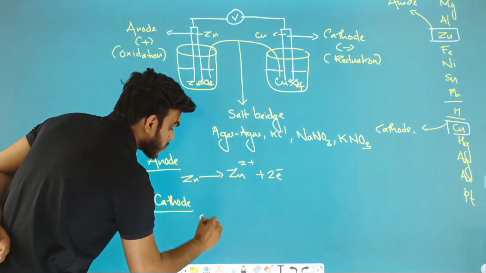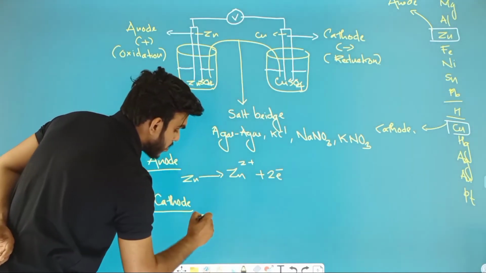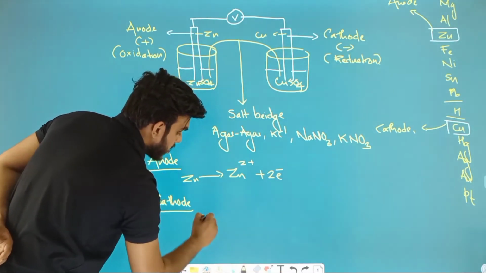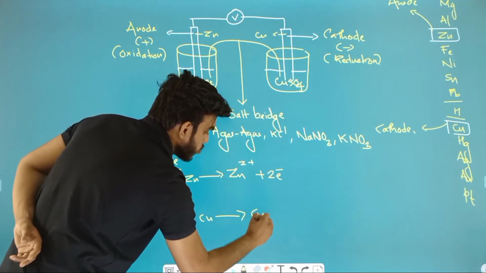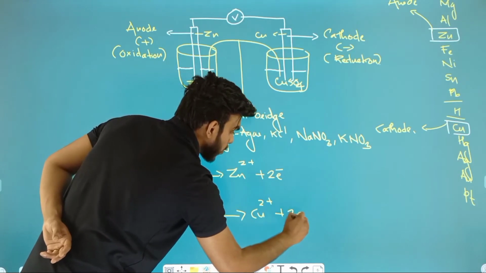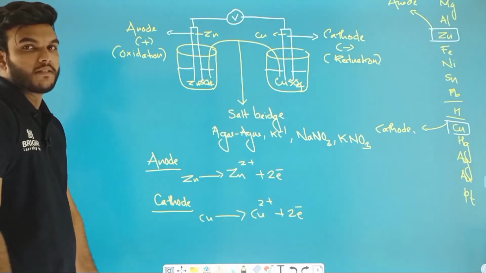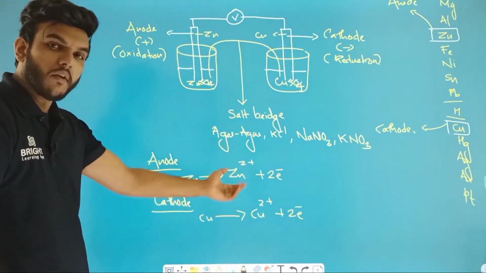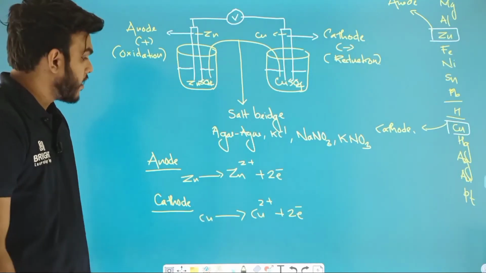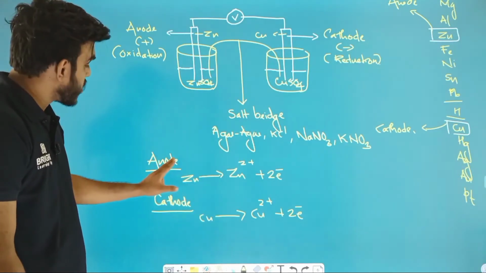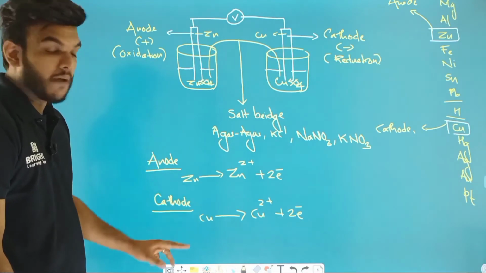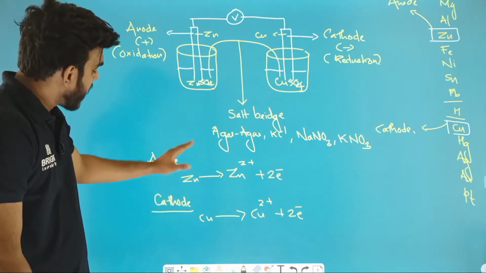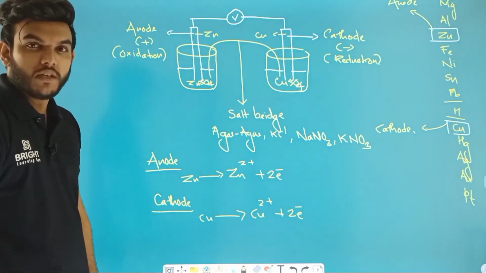Either you can write like this: Cu gives Cu2+ plus 2 electrons. I'm just writing it initially like this itself. No need of writing plus, or you can write 2+ also. Both are right. This is a reaction at the anode, and this is a reaction at the cathode.